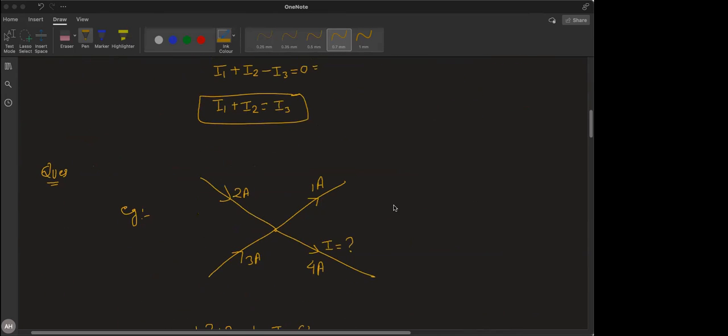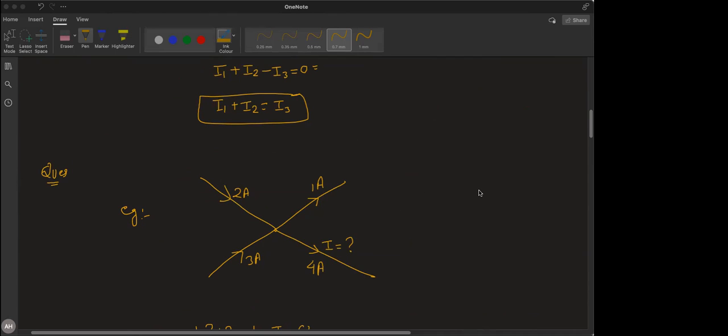Then we did Kirchhoff's loop law. What was the loop law, Maharaj? Kirchhoff's voltage law, the loop law. It was based on the conservation of energy. It is the algebraic sum of all voltages in a closed loop, and that is zero.